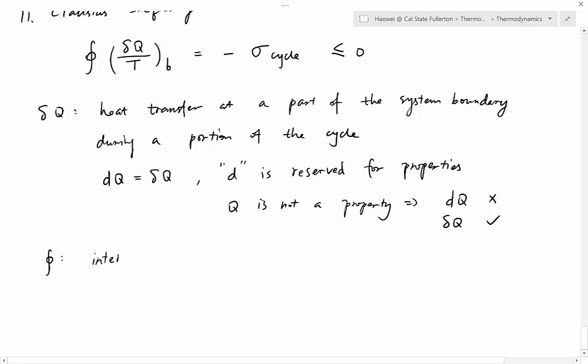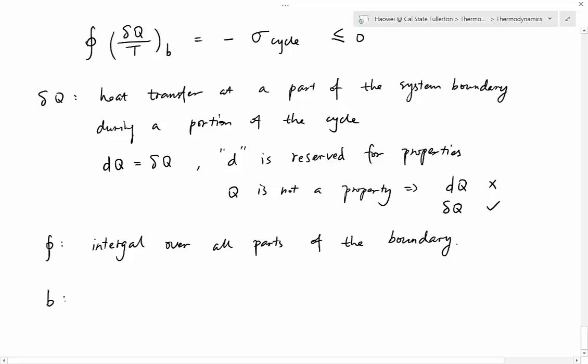Okay, and the second thing is the whole integral. That is to integrate over all parts of the boundary. And then the subscript b means boundary in this equation. Okay, so now we're done with the left-hand side. Then the right-hand side in this equation is negative sigma cycle.